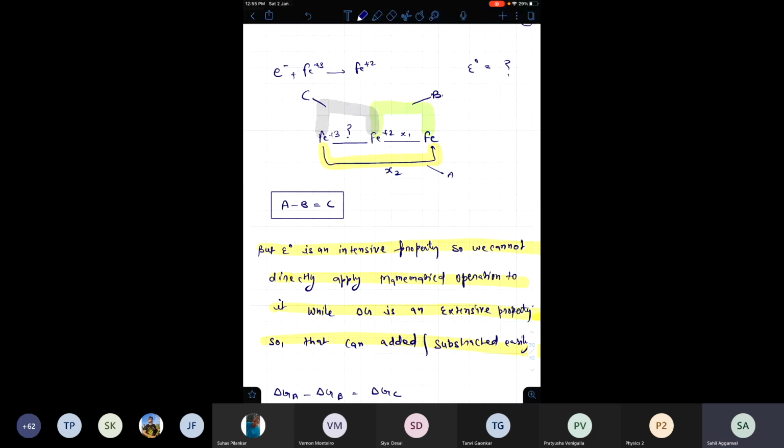Earlier I told you E naught of cathode minus E naught of anode. There you were subtracting it, but here I am saying no mathematical operation is applied to it. You have done E naught of cathode minus E naught of anode in the previous question also. There was no problem there, so why here? We'll talk about that also. First let's solve this.